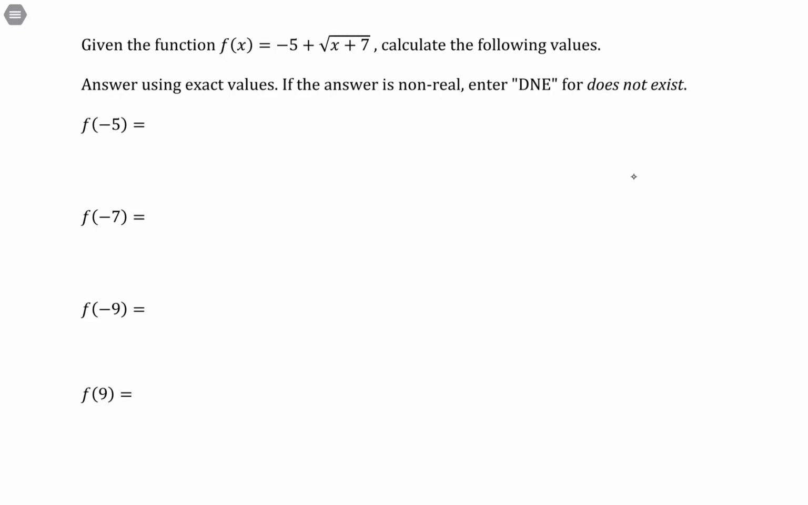Given the function f of x equals -5 plus the square root of x plus 7, calculate the following values. All right, let's start with the first one.